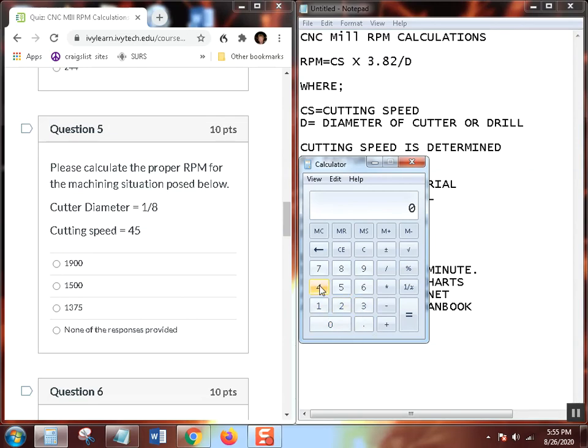So we've got 45 times my cutting 3.82, which is again my constant, equals this, and divided by the decimal equivalency of 1/8 of an inch, which I know is 0.125, 125 thousandths. You can say 0.125, but again, so 1375. See, yeah, right there's the right answer.